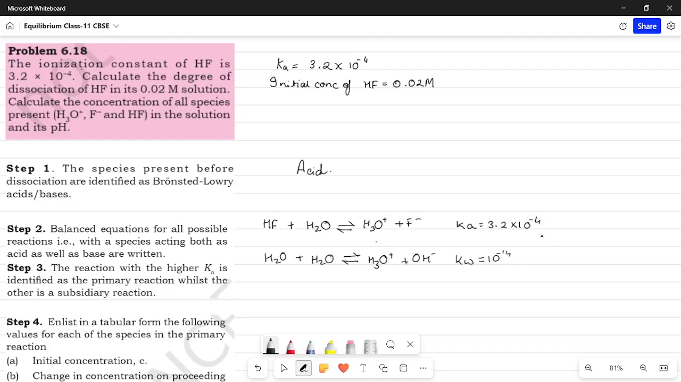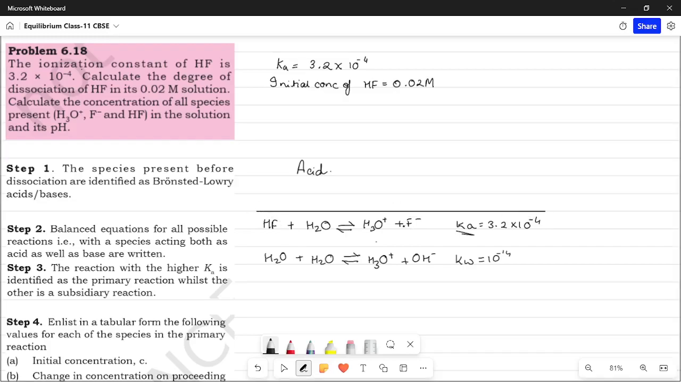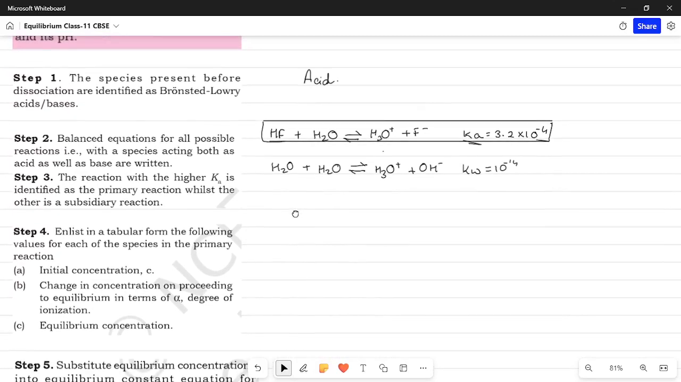Obviously the reaction with the higher Ka is identified as the primary, while the other one is the subsidiary reaction. So between these two, the value of Ka is obviously high for the first, which means that's going to be the primary reaction. Oh no. Thankfully, we have an undo button because I'm using my computer. So this is the primary reaction, right? And this is the subsidiary. So we are going to be dealing with the primary reaction from this point forward. So that's steps 2 and 3.